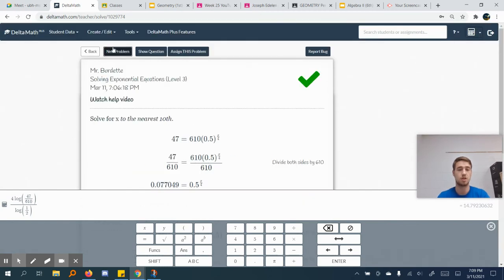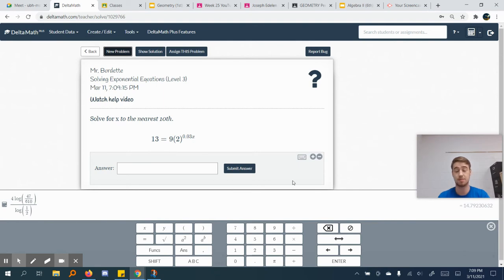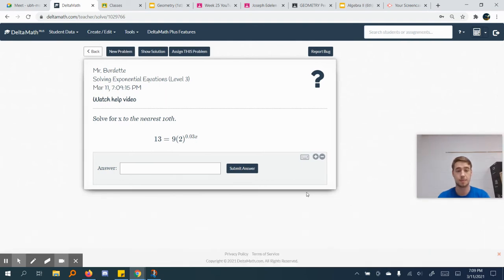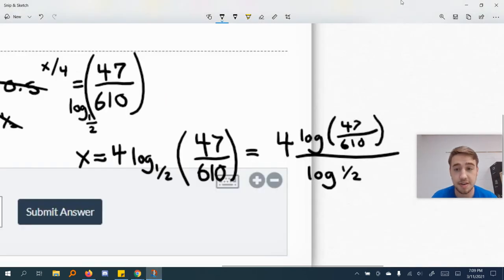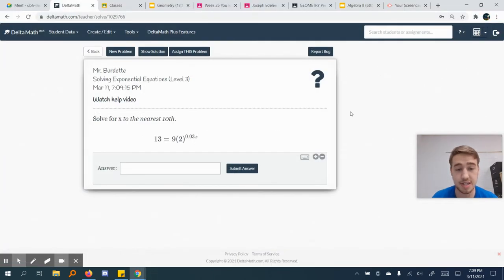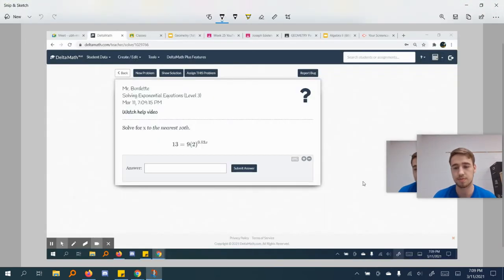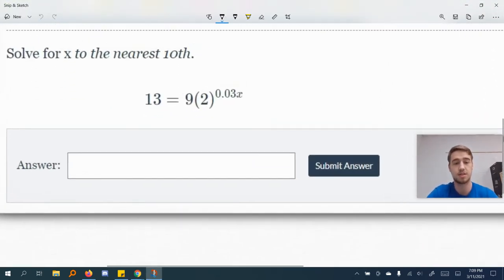Sweet. So let's try one more like this and move on to the next bit. 13 equals 9 times 2 to the 0.03x. So we're going to start this the same way we always do. Zoom in. Let's cancel out that extra factor, which is the 9.